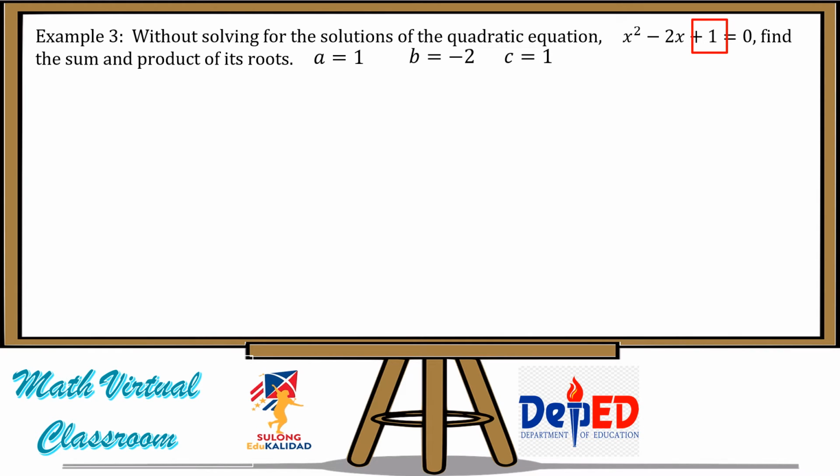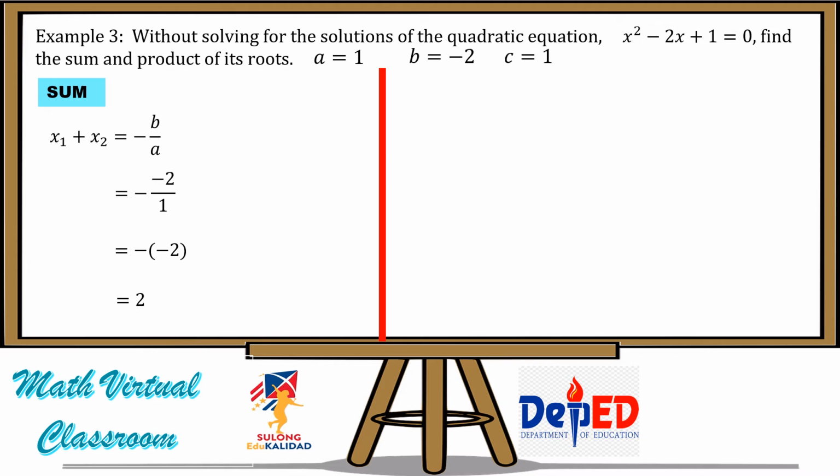Now, we use the formula. For the sum, we have negative b over a. Then by substitution, that would be negative 2 over 1. Negative 2 divided by 1 is negative 2. Preceded by a negative sign would become positive 2. Now, for the product, that would be c over a. We simply substitute c and a. So that would give you 1 over 1. And 1 divided by 1 is equal to 1. Therefore, the product is 1.